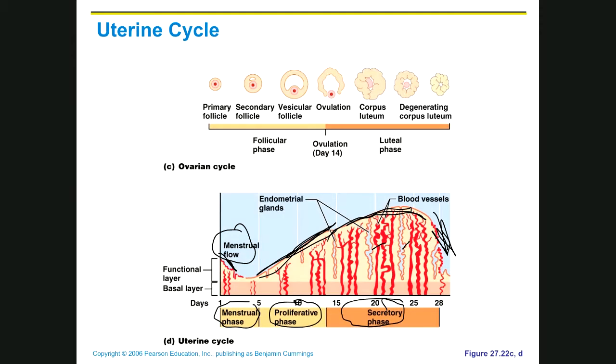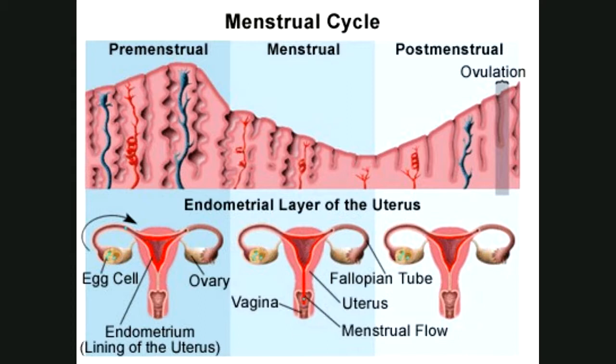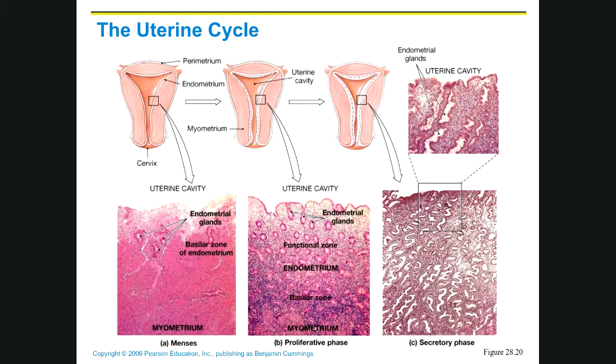Just like what we talked about with the ovary, it's this 28-day cycle. So we're going to get menses, we're going to get growth, we're going to get secretion, and then menses, growth, and secretion. And again, it's controlled by the hormones. And so if we look at this endometrium, look at the thickness of the endometrium right here. That's the stratum functionalis. That's it. This is the part that changes. This part down here doesn't change.